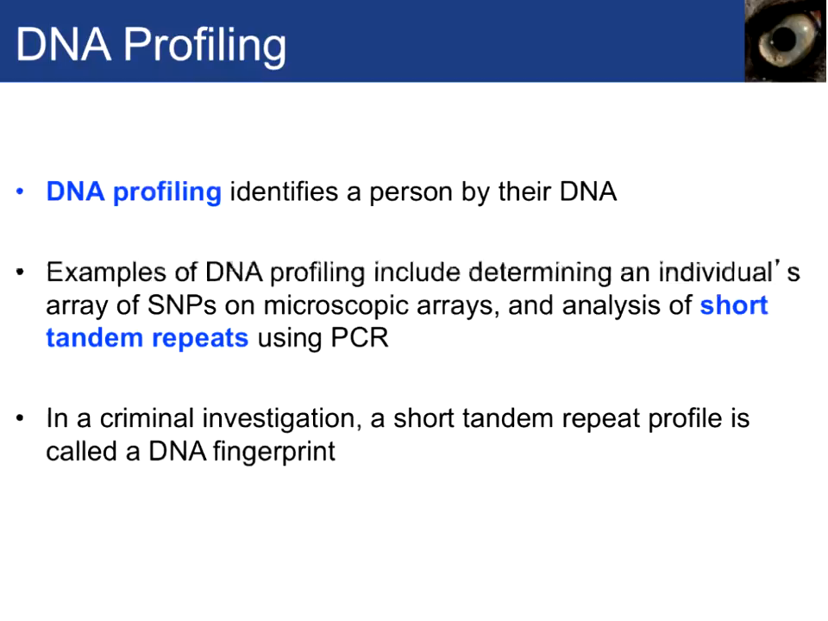DNA profiling is a process that identifies an individual by analyzing the unique parts of his or her DNA. This process can be used for paternity tests or criminal investigations. Examples of DNA profiling include determining an individual's array of single nucleotide polymorphisms, or SNPs, on microscopic arrays, and also analysis of short tandem repeats. Short tandem repeats are sequences of 4 or 5 bases repeated multiple times in a row, and they're found in chromosomal DNA using PCR.